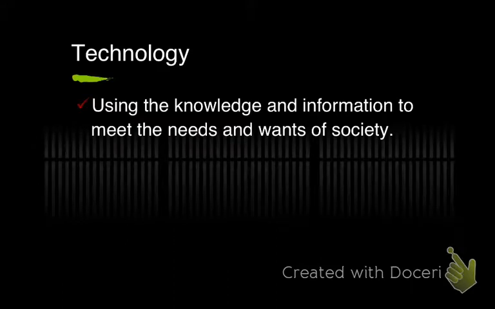As you know, technology is using your knowledge and information to meet the human needs and wants of society. So if you need something, you're going to go out and either buy it or create it. If you want something, same thing. You're going to buy it or create it. If it doesn't exist, that's what we call inventions or innovations. We create them. If they exist, we go get them. So using your knowledge and the information that you know, you create these things to help us meet the needs and wants of society.